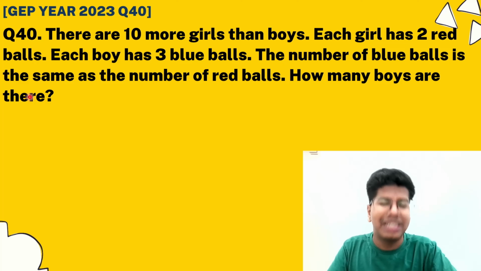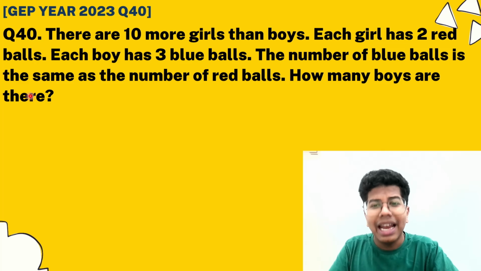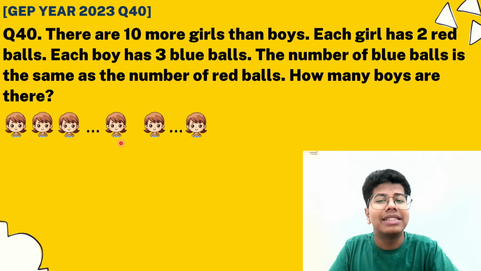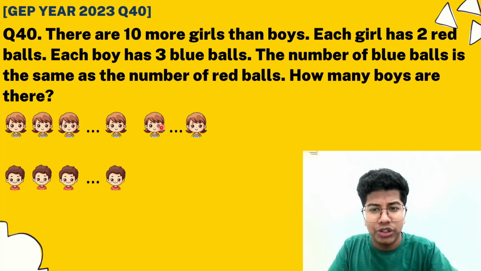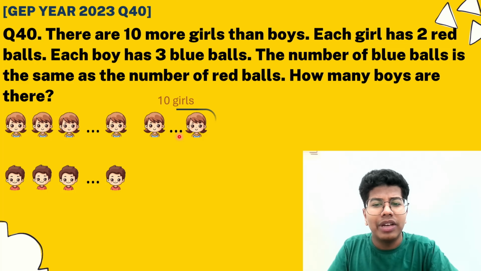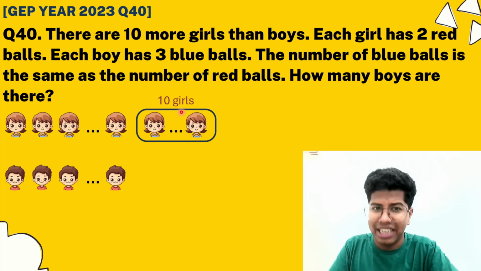So let's try to understand the question first. Here, there are 10 more girls than boys, which is given to us. So let's say this is the number of girls that are present and this is the number of boys. The question says there are 10 more girls. So here, the extra girls that you can see is nothing but a total of 10 girls.